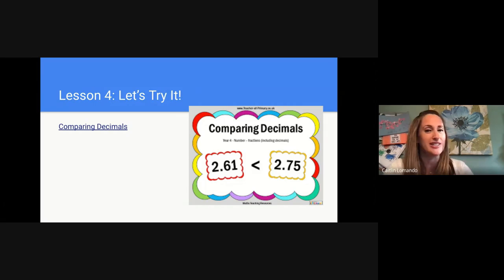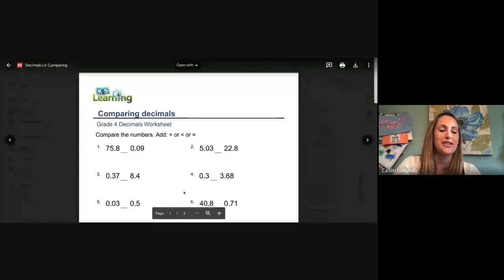So if we see this image here, it says 2 and 61 hundredths, 2 and 75 hundredths. That can be kind of confusing, but maybe you think about it this way. I have $2.61. She has $2.75. Who has more money? Sometimes it helps fourth graders to think of decimals as money. So that might be something you try. Let's check out some problems together.